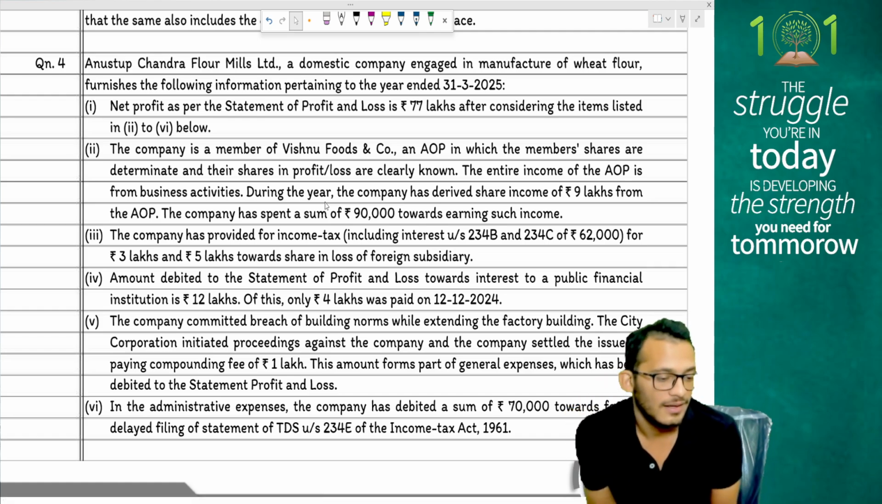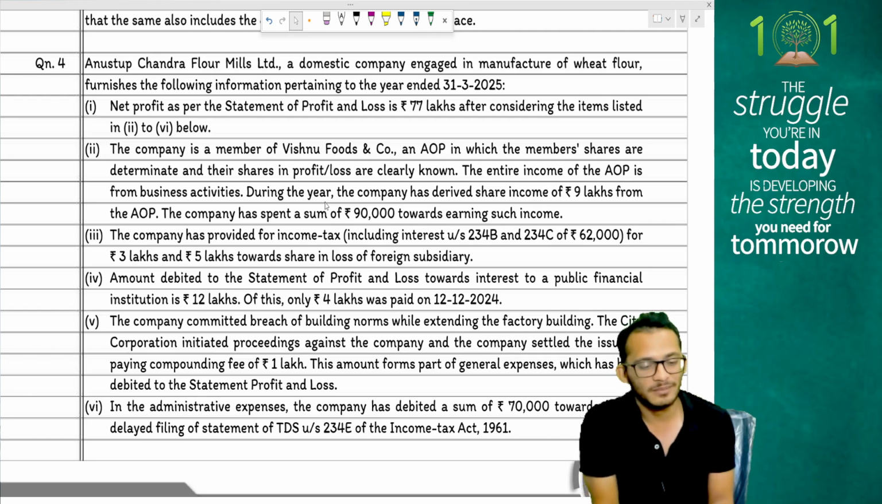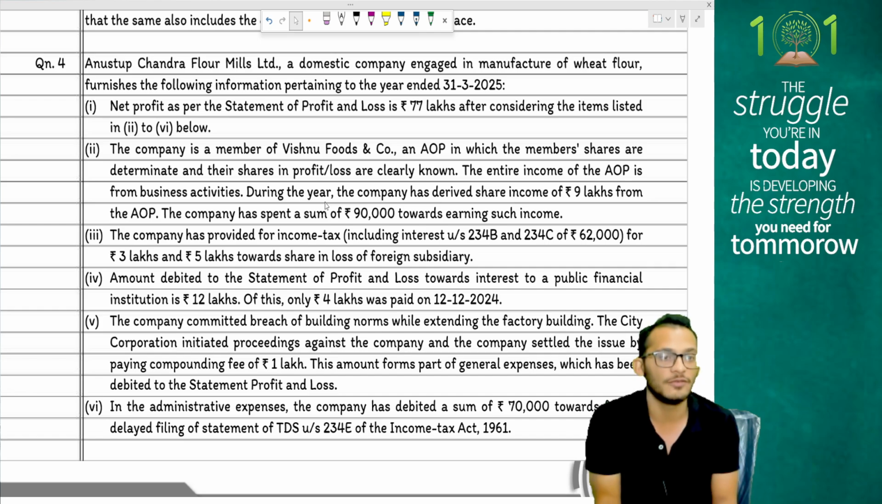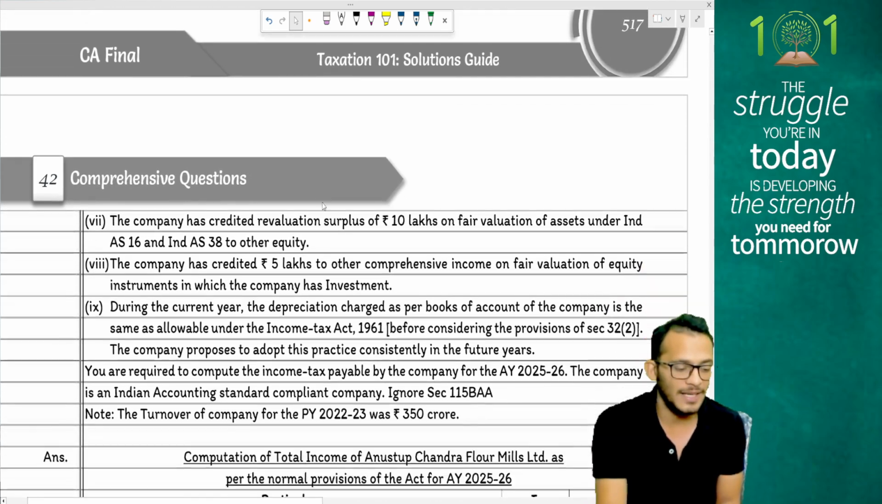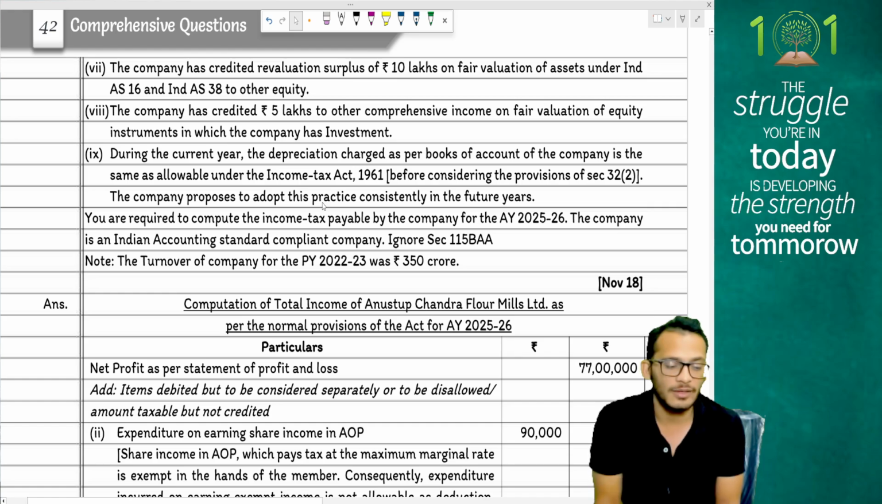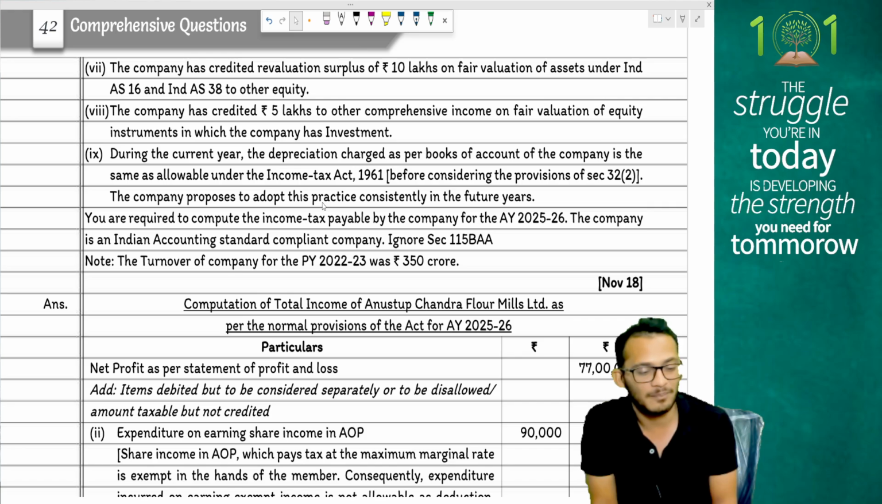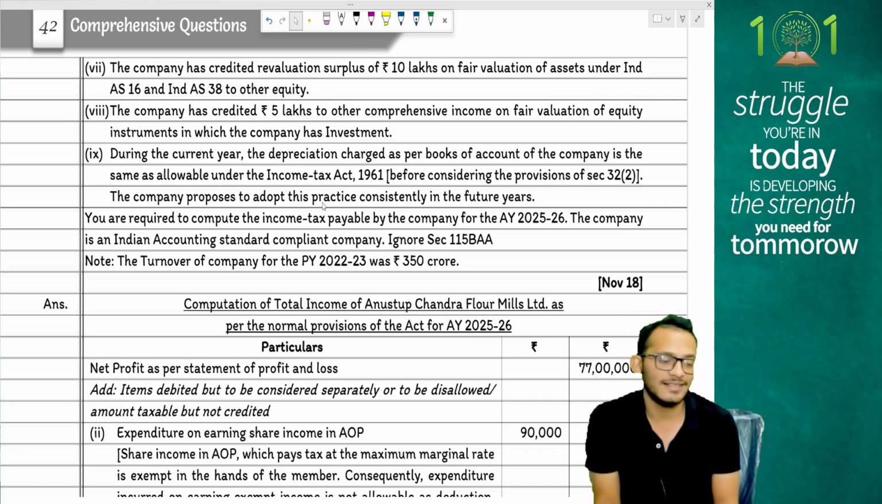It says Anustup Chandra Floors Limited is a domestic company engaged in the manufacture of wheat flour and is giving you the following information. The balance says you are required to compute the income tax payable by the company. The company is Ind AS compliant, with a turnover of 350 crores, meaning tax at the rate of 25%.